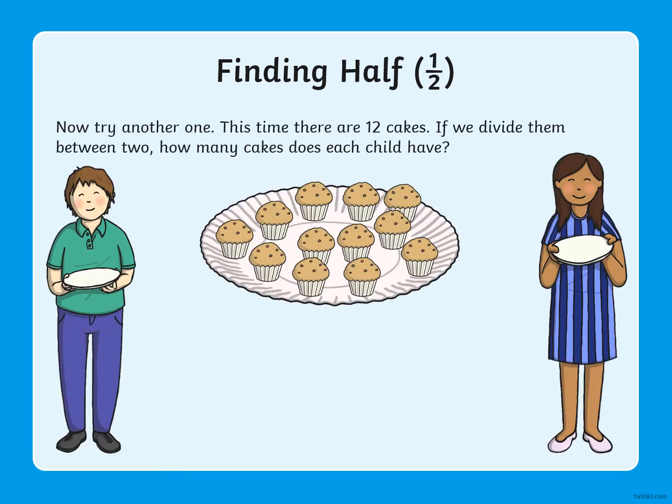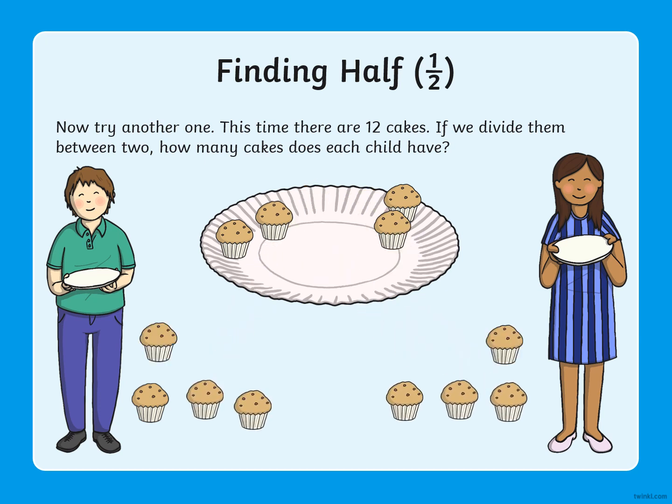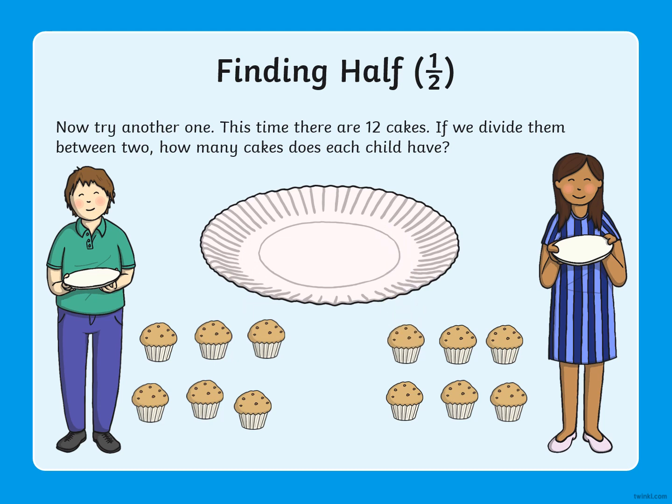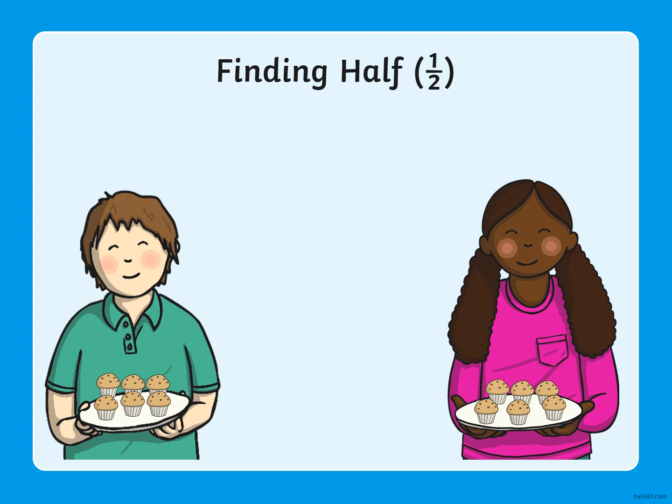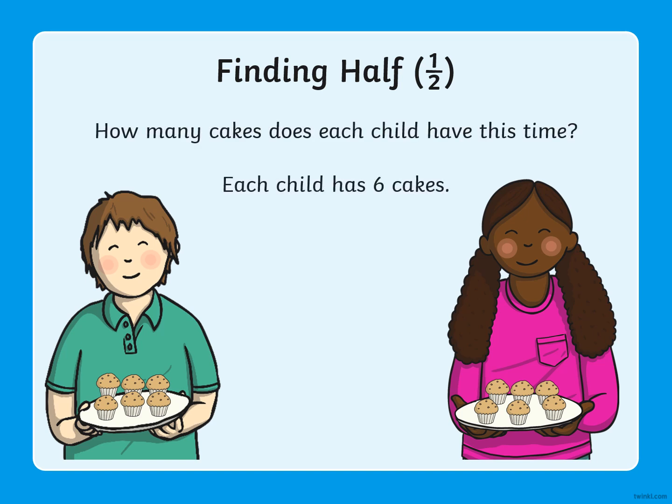Now try another one. This time there are 12 cakes. If we divide them between 2, how many cakes will each child have? So let's quickly do that again. 1, 2, 3, 4. How many cakes does each child have? Each child has 6 cakes. So if you said 6, you are correct. So half of 12 is 6.